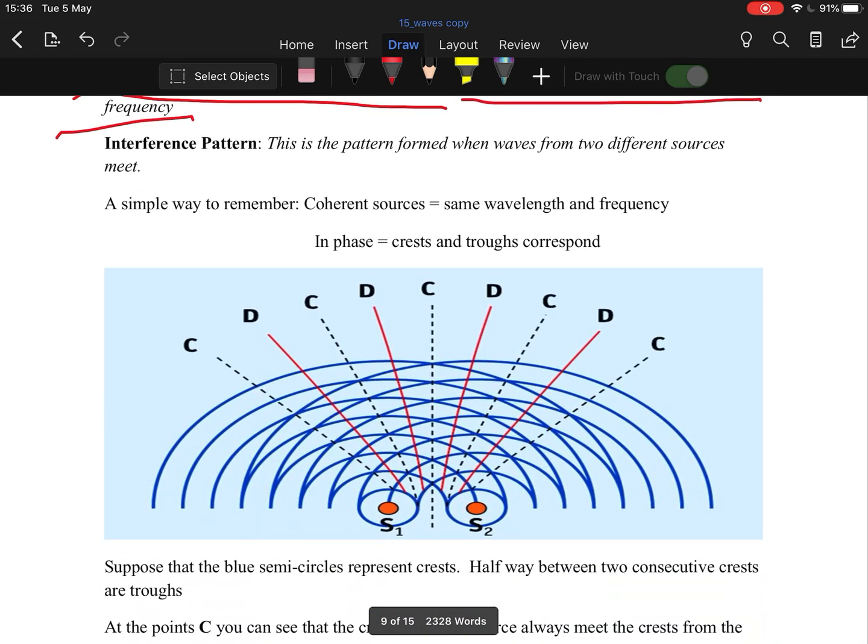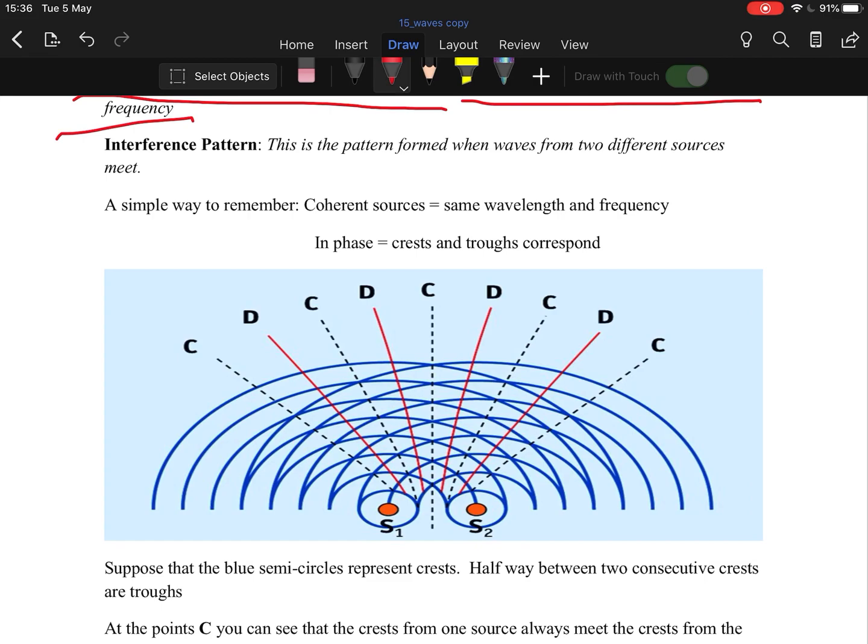So what is an interference pattern? It's the pattern formed when waves from two different sources meet. When these two waves meet, the waves will interfere with each other, hence interference pattern, and you will get constructive and destructive patterns.